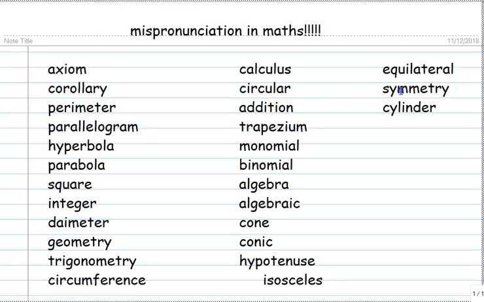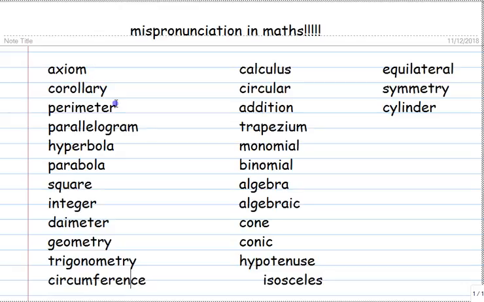This one over here, the problem is that you put the wrong stress. It is symmetry. The stress is on the first syllable. And in the same way, the stress is put on the first syllable over here, and it is called cylinder. Not cylinder or something. The stress is on the first syllable. It is cylinder.